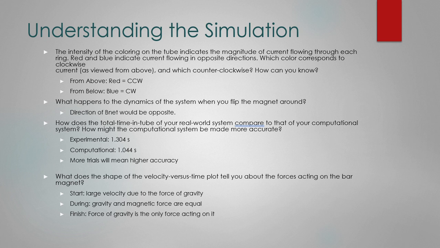Understanding just like the simulation that I showed before, the intensity of the coloring of the tube indicates the magnitude of the current flowing through the ring. Red and blue indicate the current flowing in opposite directions, which color corresponds to clockwise. If you're looking at it from above, like I did, red was counterclockwise, and if you're looking at it from below, the blue was clockwise. So if you were to flip the system around, the directions of the net magnetic field would obviously be opposite.